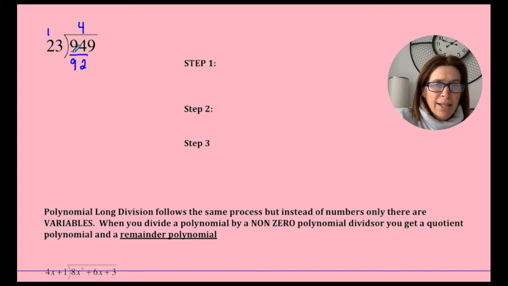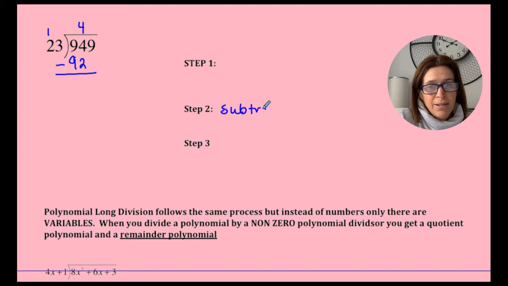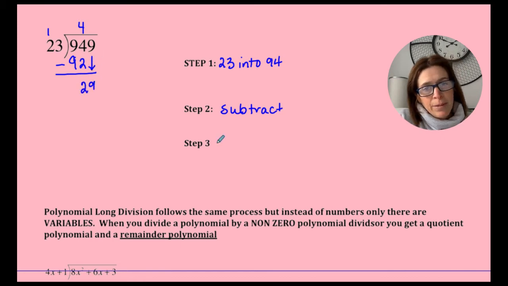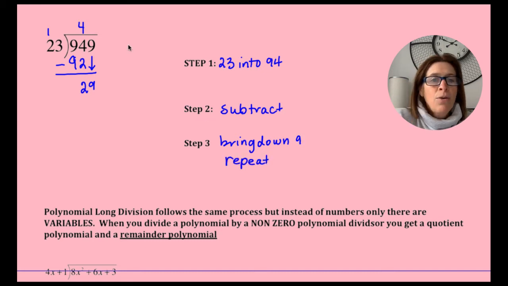Let me erase that line because it's going to get in my way a little bit. So that gives 92. Then we subtract those two digits, 23 into 94. 94 minus 92 gives me 2, and then bring down the 9 and repeat. How many times does 23 go into 29? It goes in one time. So we get 23, we subtract, and we get 6.